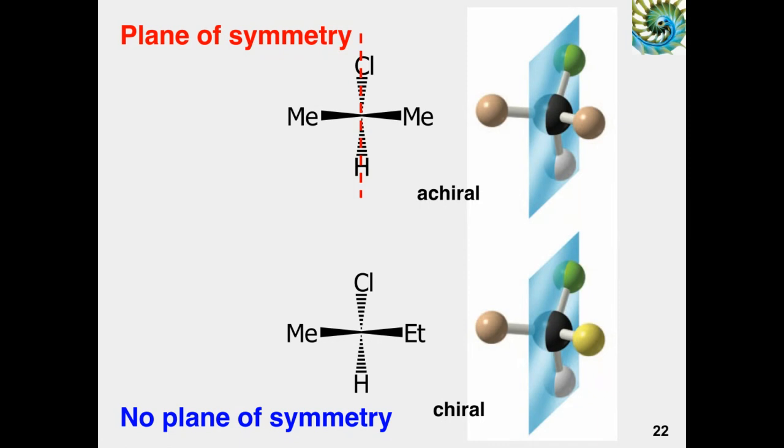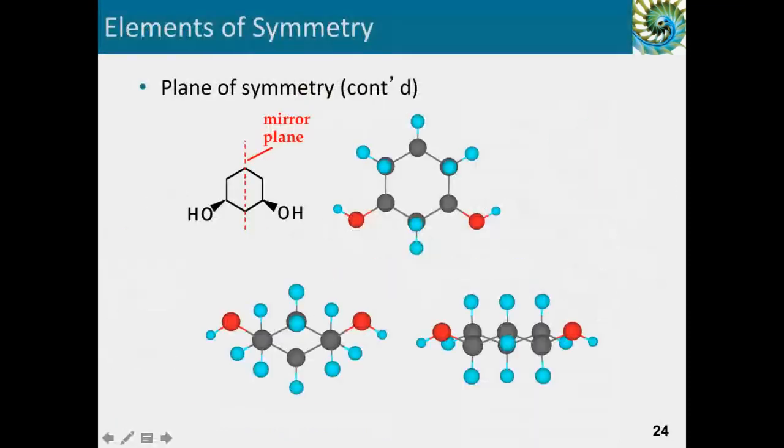So the carbon on top, once again, I'm focusing on this carbon, is bonded to a CH3 here, a chlorine on top, CH3 on the right, and hydrogen on the bottom. So you can see that this carbon has two groups, CH3 and CH3, that are the same.